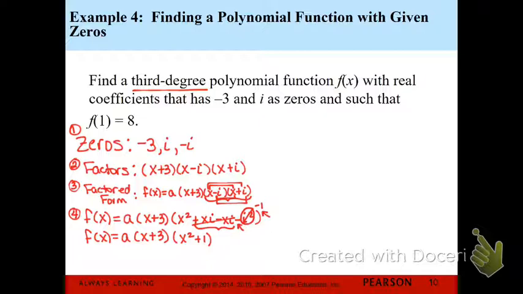Alright, so now we've got this. We can multiply these 2 factors. So I still have my f of x equals a times, so x times x squared, x cubed. x times 1, 3 times x squared, and 3 times 1.